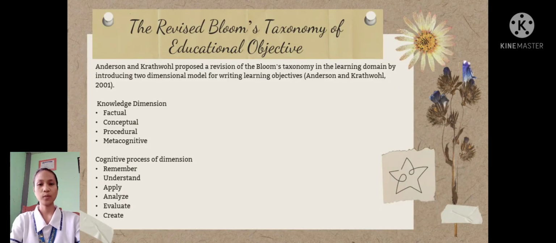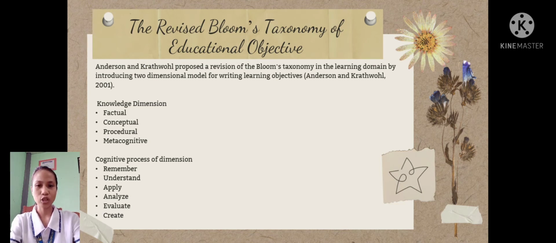Bloom's taxonomy of educational objectives was revised by Anderson and Krathwohl. Anderson and Krathwohl proposed a revision of Bloom's taxonomy in the learning domain by introducing a two-dimensional model for writing learning objectives. In the original Bloom's taxonomy, there are three domains. In Anderson and Krathwohl's revised taxonomy, there is a two-dimensional model for writing learning objectives. These are the knowledge dimension and the cognitive process dimension.